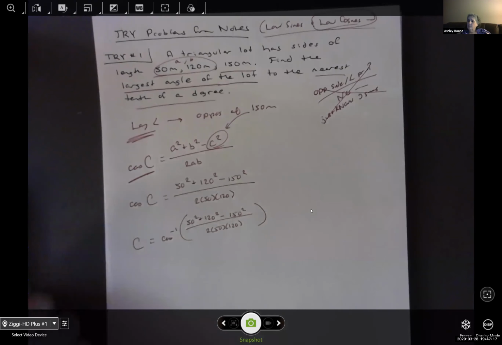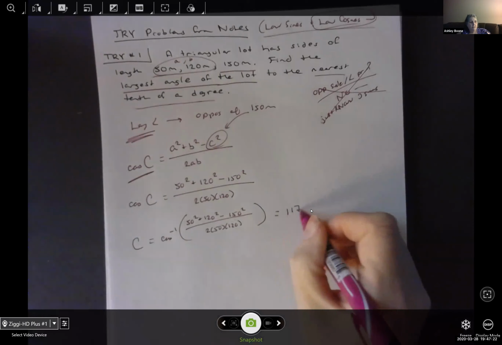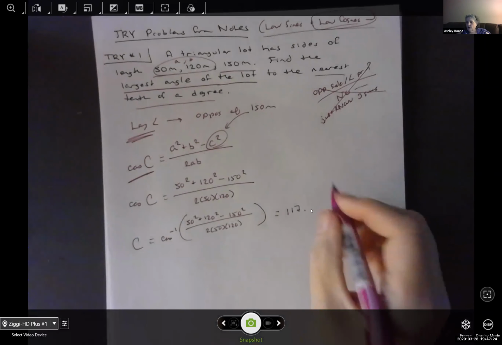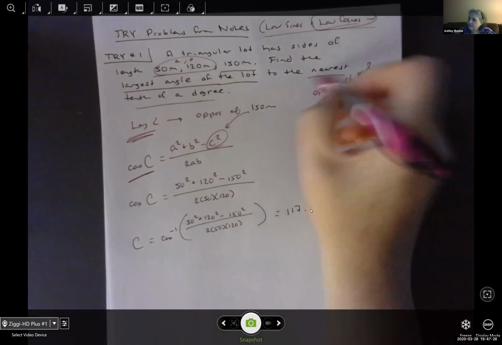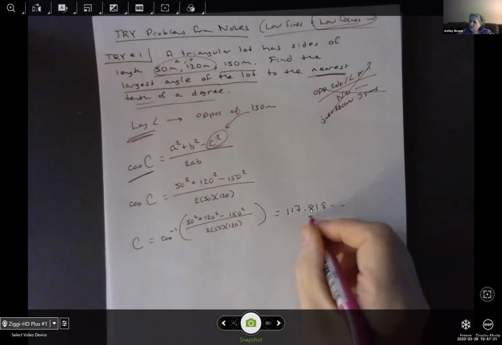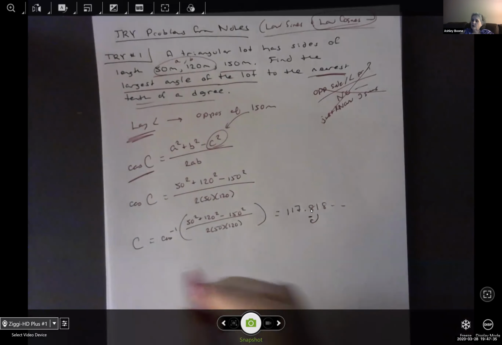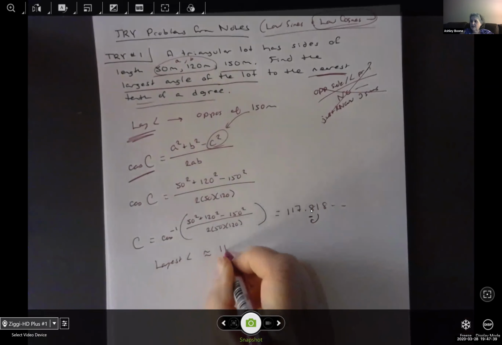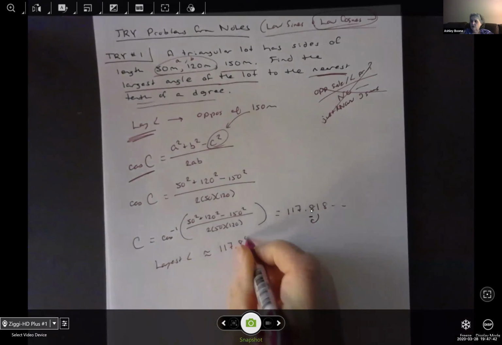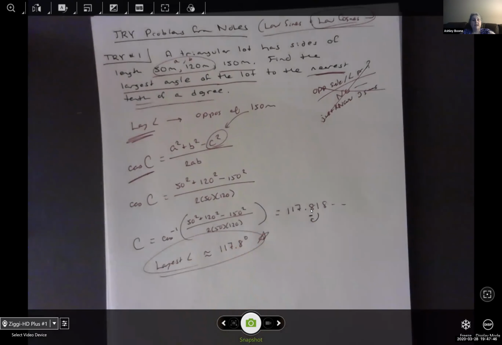And I end up with 117.818, and so on. The problem said to the nearest tenth of a degree. So the next digit's a 1. I'm going to keep it as an 8. So the largest angle is approximately 117.8 degrees. Okay, there's my answer. So, an application of the law of cosines.